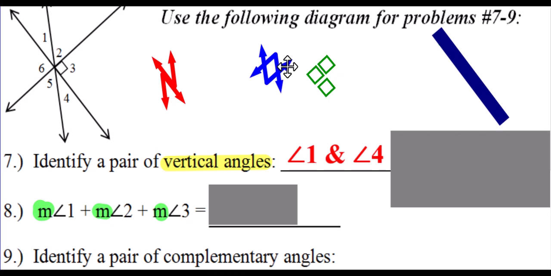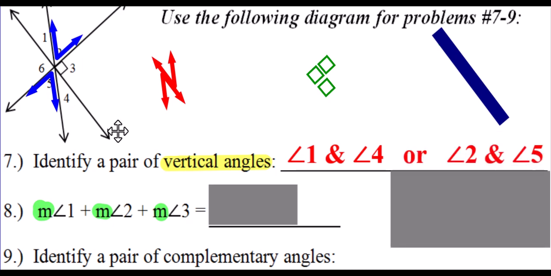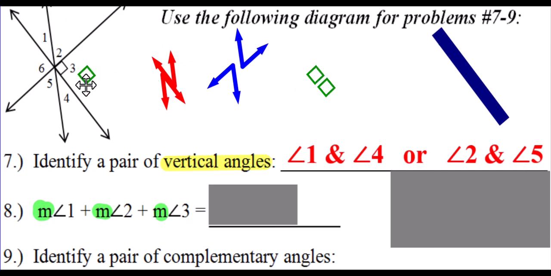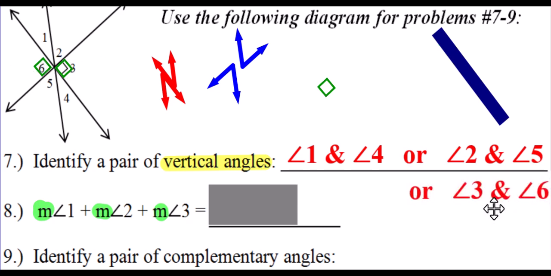Another possible pair could be angle 2 and angle 5. They are opposite angles of each other. And there's actually one more pair, and I didn't make this a different color, but these are the ones that are right angles. Angle 3 and angle 6 are both opposite angles of each other. Angle 3 kind of opens up to the right. Angle 6 opens up to the left. Opposite angles, both equal to 90 degrees. They are the third possible pair you could have chosen of vertical angles.